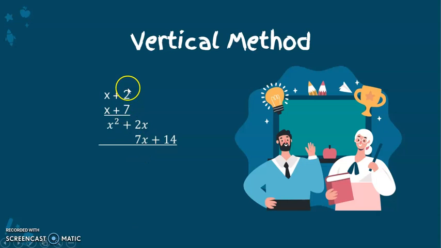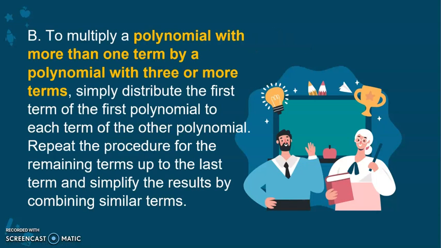And then 7 times 2, positive 7 times positive 2, is positive 14. And then what do we do? We add. So, bring down x squared and add similar terms, 2x plus 7x is 9x, and bring down 14. So, that is now our answer. Okay? I hope you understand. You got it now, right?